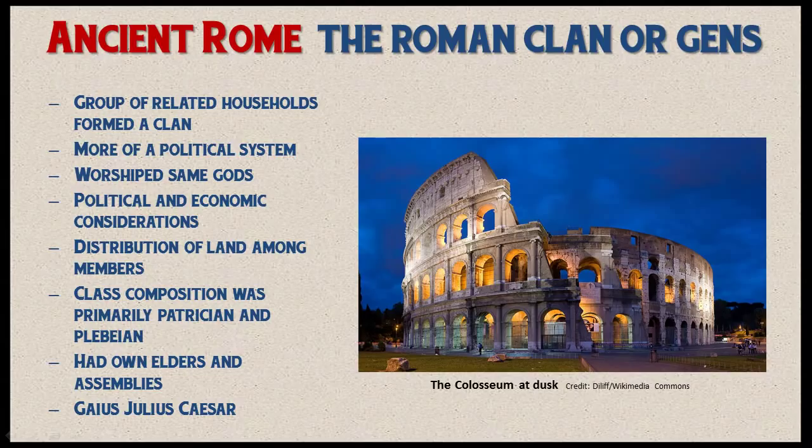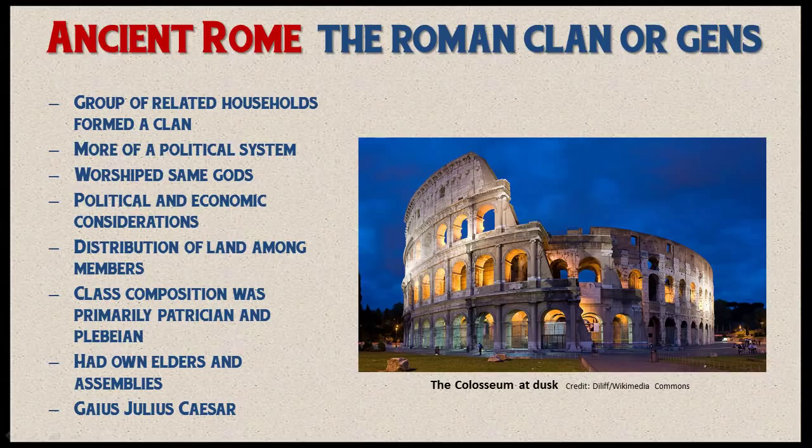Now, each clan was considered either patrician or plebeian, but there were some clans that had both patrician and plebeian branches. Some of these clans were so large that they operated almost as their own little mini-states, and they were governed by their own elders and own assemblies. And so they also had their own customs.